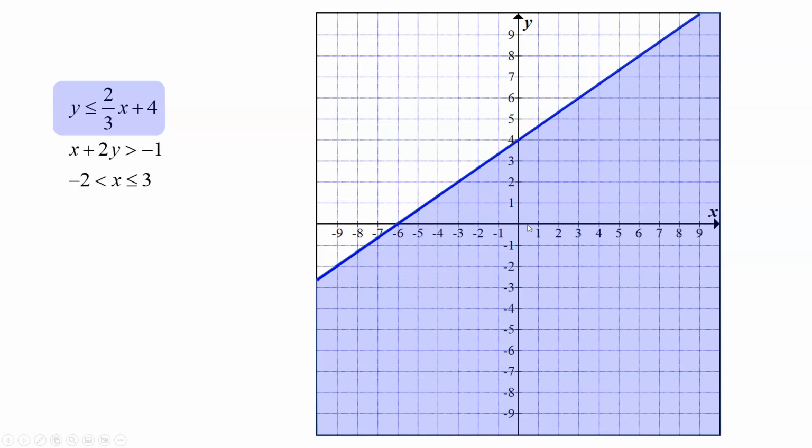Like a point like 0, 0: is 0 less than or equal to 4? Yes. If you put 0, 6 in, you're going to have 6 over here and a 4 over here. That's not true. That's why it's not shaded.